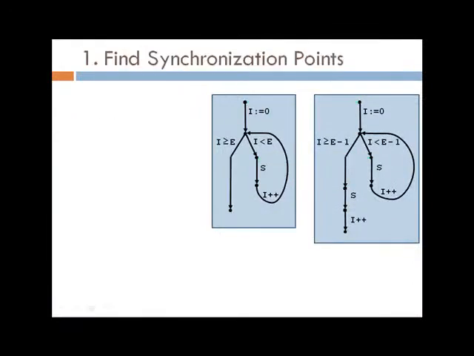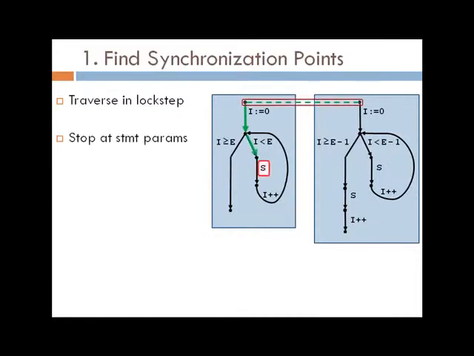I'll begin by explaining how our tool finds the synchronization points. PEC starts at the entry of both programs and traverses them in lockstep. It'll stop whenever a program is about to execute a statement parameter, like in this case, where the left program is about to execute S. Once PEC has hit statement parameters on both sides, it'll add a synchronization point between those locations in the left and right programs. In this example, we also need to consider the case where the right program doesn't enter the loop, which leads to another synchronization point shown here.